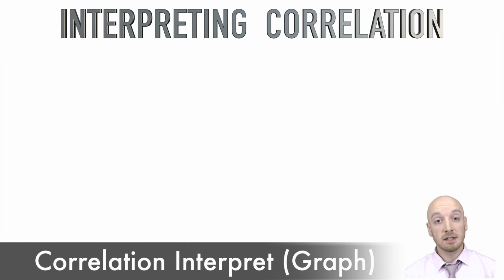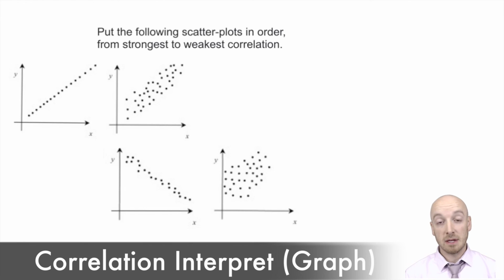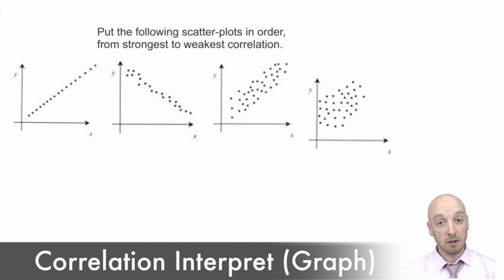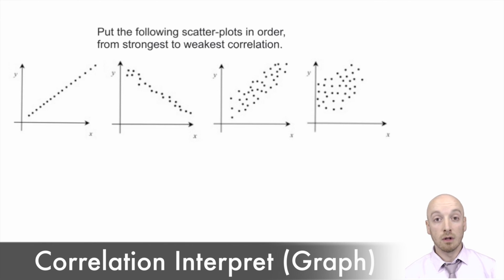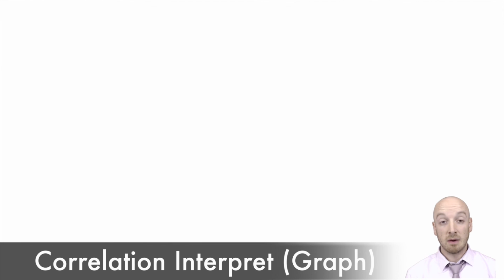Now, on a final exam question about correlation on a graph, they'd probably give you 3 or 4 graphs and ask you to rank them either from strongest to weakest or weakest to strongest based on the graphical representation of the correlation. So all you'd be looking for in that case is how close those points are together. That's your strongest, and how spread out they are, that's your weakest. Now, here's a couple of examples of how that might look on an exam.